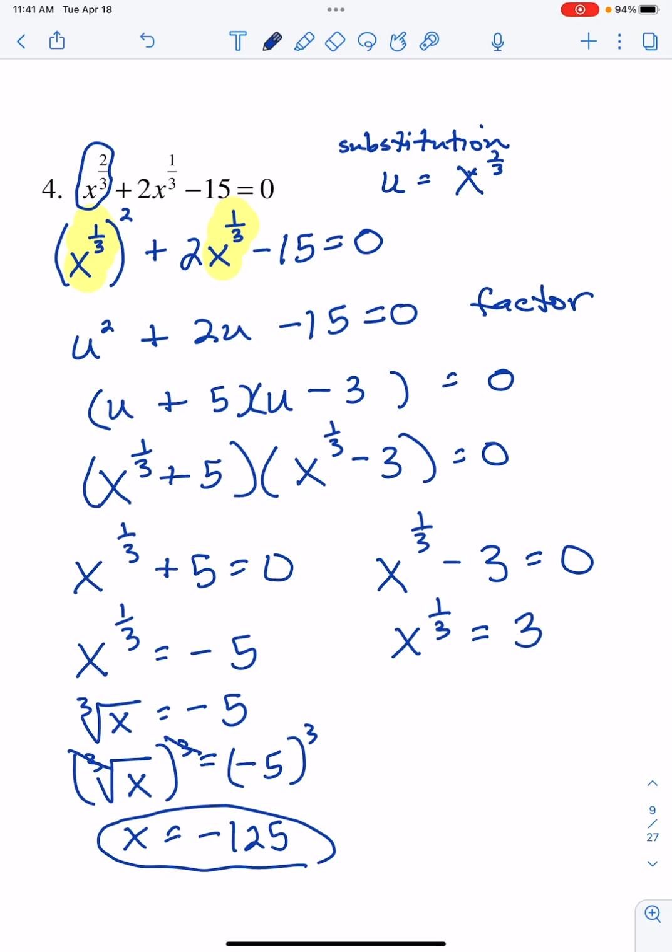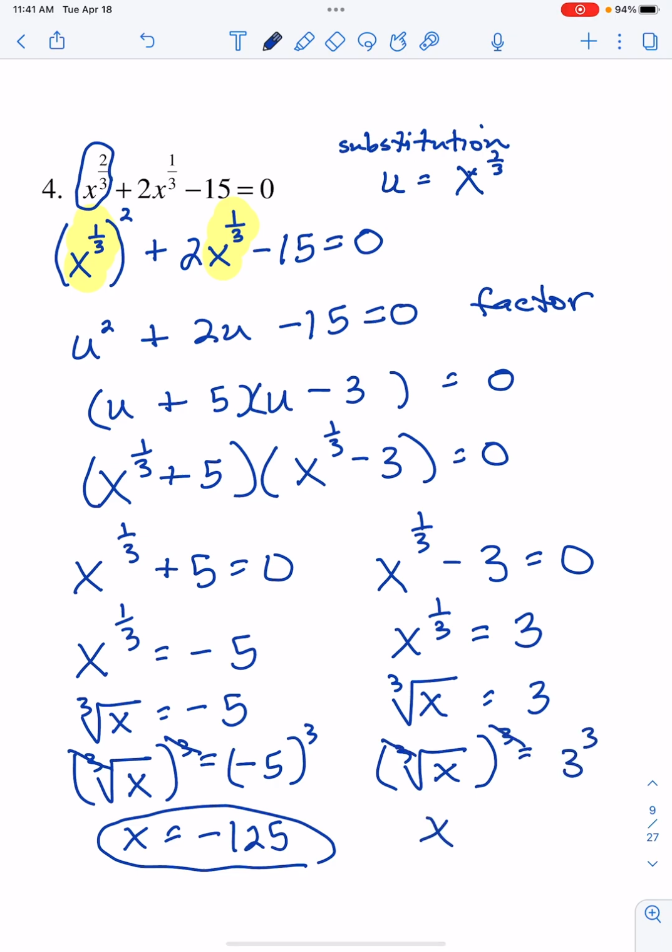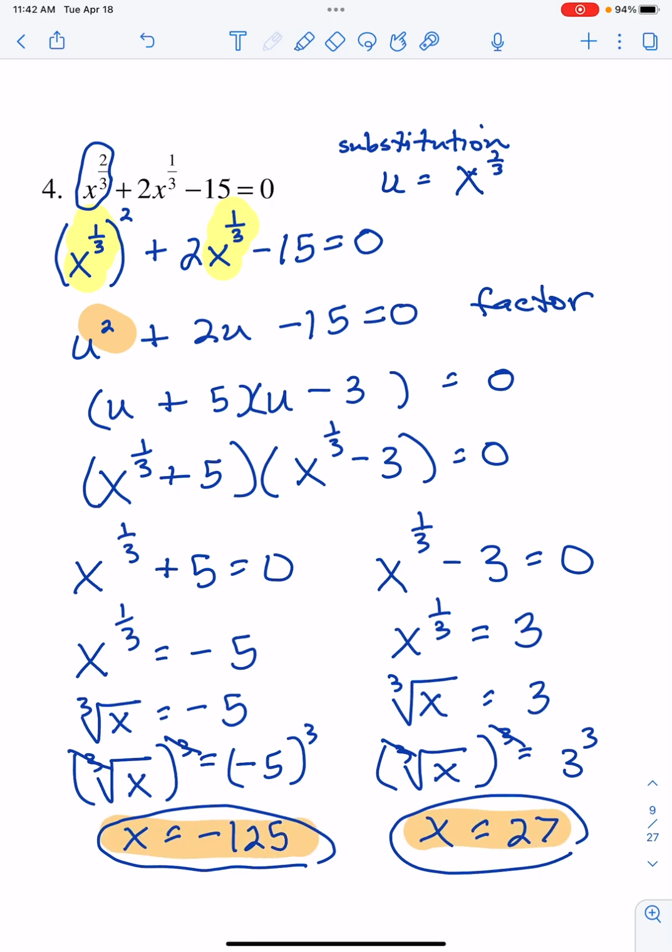If it helps, x to the 1/3 means the same thing as the cube root of x. The cube root of x, you are going to cube. So x is equal to 27. So there are our 2 answers. How did we know we were only going to get 2 answers? Because the highest power we had in the equation was 2. That's why we only get 2 answers.